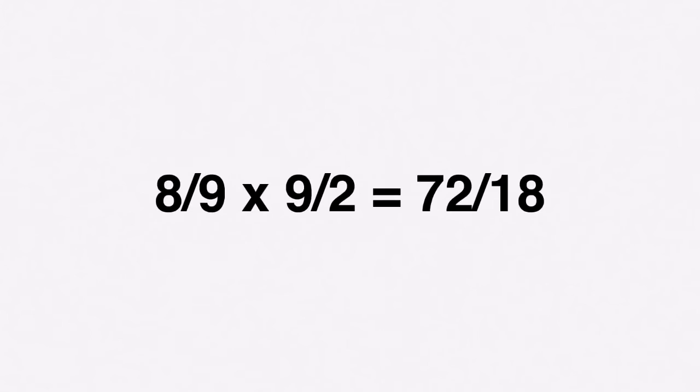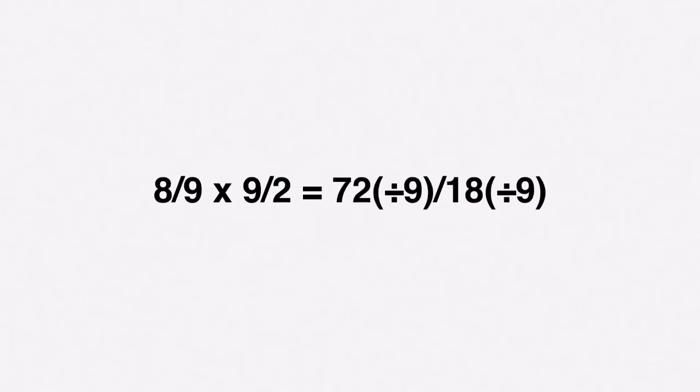We also remember from last time that when we divide fractions, we can multiply by the reciprocal and get the same answer. So instead of saying 8 ninths divided by 2 ninths, we could say 8 ninths times the reciprocal, 9 halves. And so we can then multiply the numerators and get 72, multiply the denominators and get 18, and that can be simplified. Both can be divided by 9. 72 divided by 9 is 8, and 18 divided by 9 is 2.